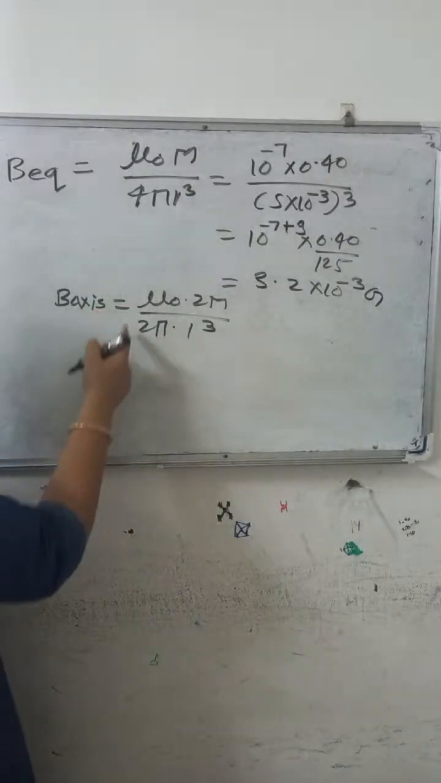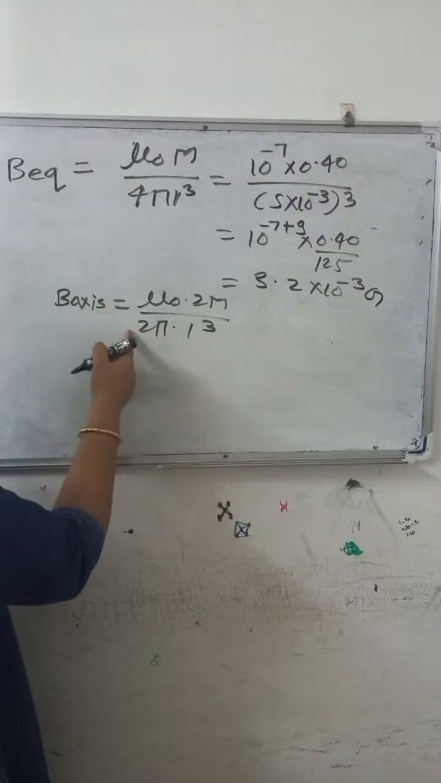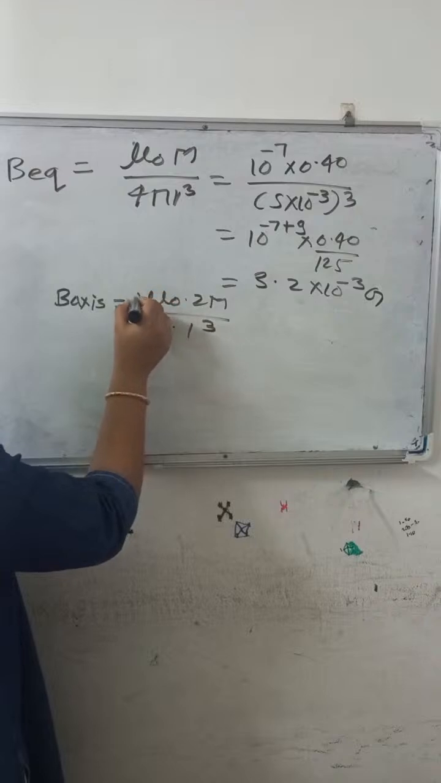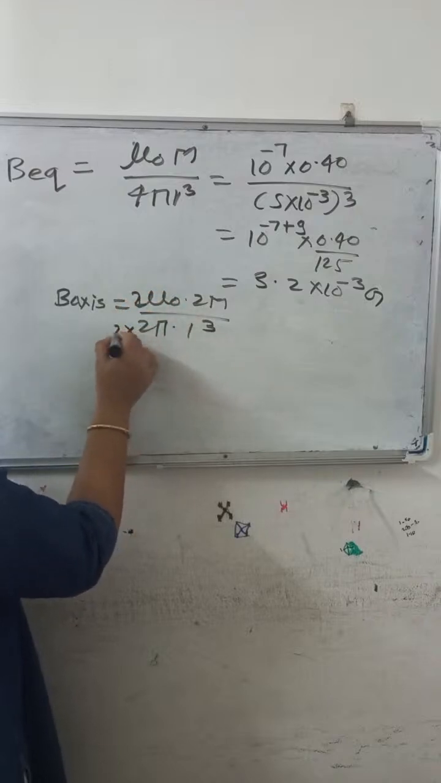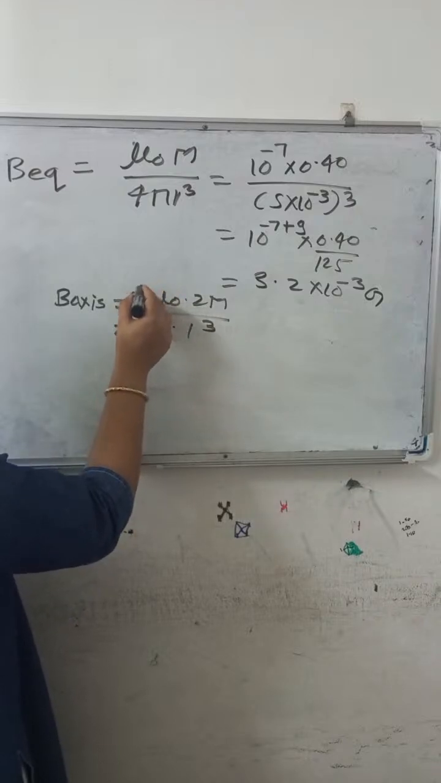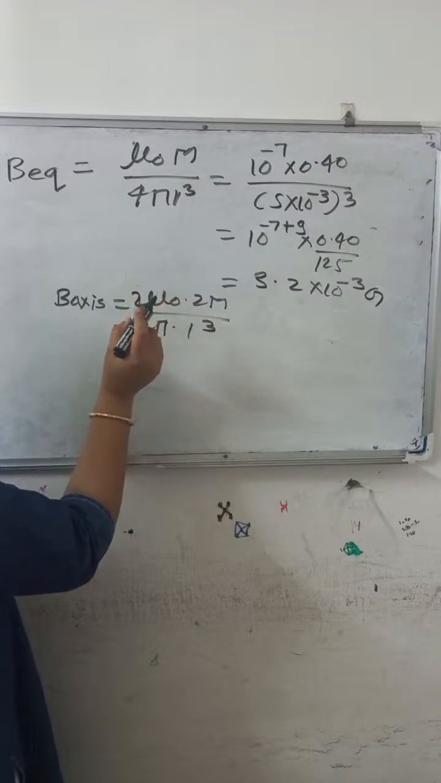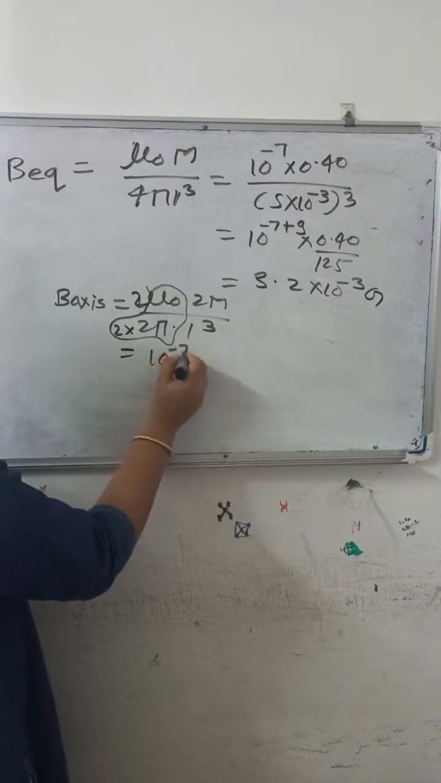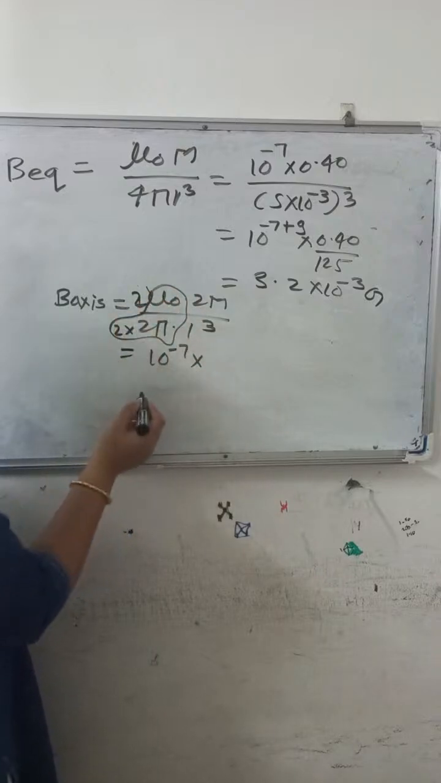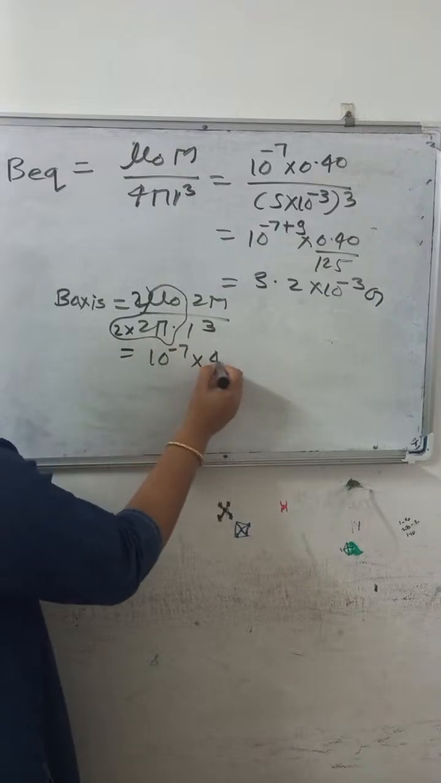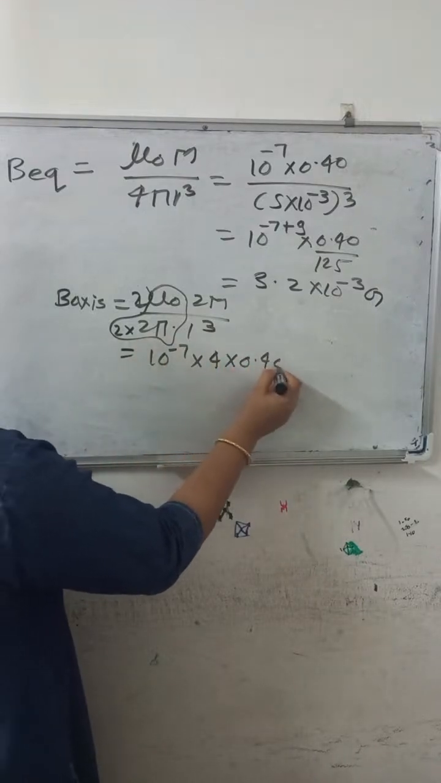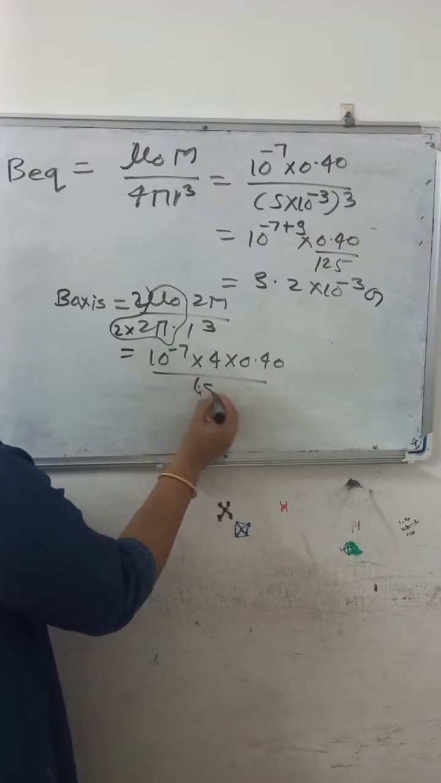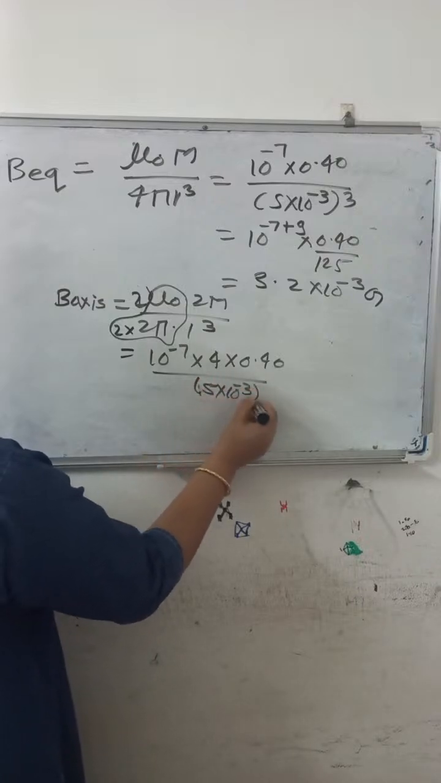Now here I will multiply one more time by 2. So mu naught upon 4 pi: multiply and divide, so I multiply by 2 here and also by 2 here. Mu naught upon 4 pi is 10 raised to minus 7, and this is 4 into 0.40 divided by 5 into 10 raised to minus 3, cubed.